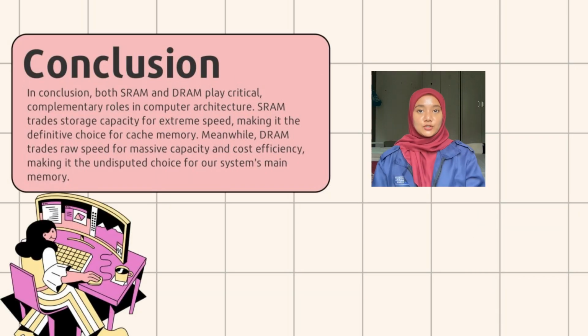So for the conclusion, both static RAM and dynamic RAM play critical complementary roles in computer architecture. Static RAM trades storage capacity for extreme speed, making it the definitive choice for cache memory. Meanwhile, dynamic RAM trades raw speed for massive capacity and cost efficiency. So it makes the undisputed choice for our system's main memory.